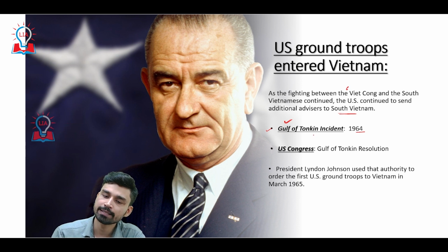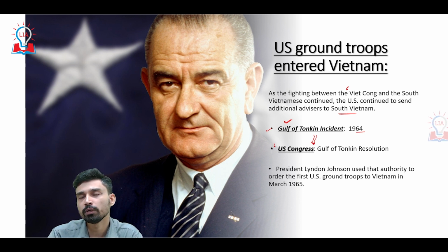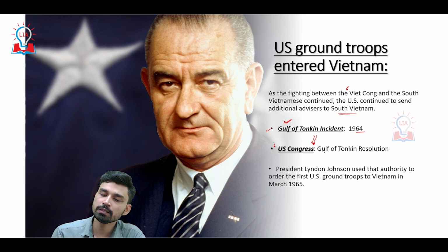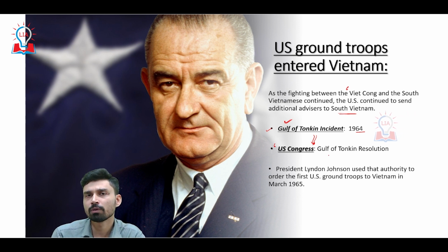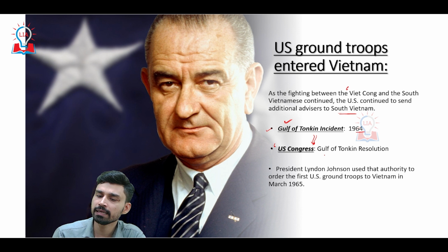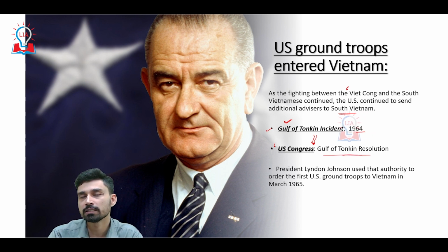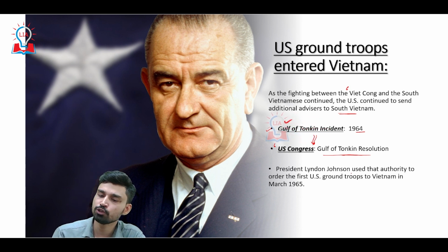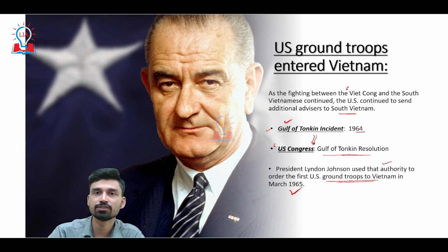And second, as a result of this incident, the entire US government, including the Congress and the president, and all the party members, both from the Republican Party as well as the Democratic Party, passed a resolution that is called the Gulf of Tonkin Resolution. And taking powers from this resolution, the then president of the USA, Lyndon B. Johnson, used his authority to order the first US ground troops to Vietnam in the month of March 1965.